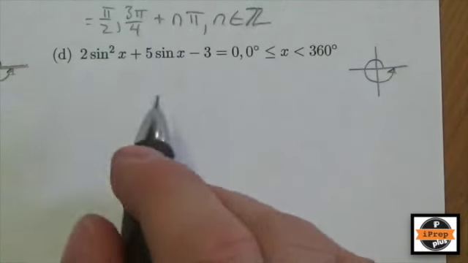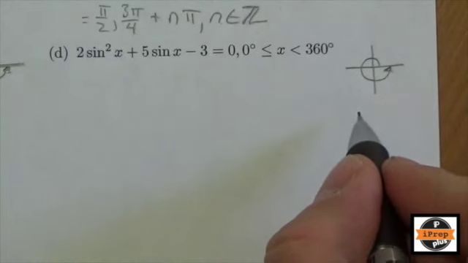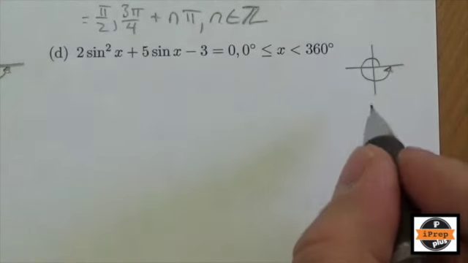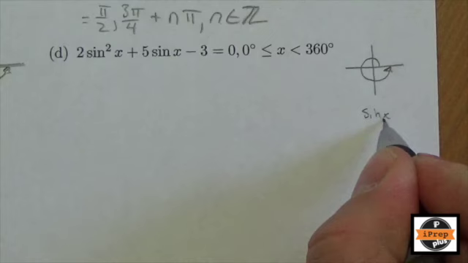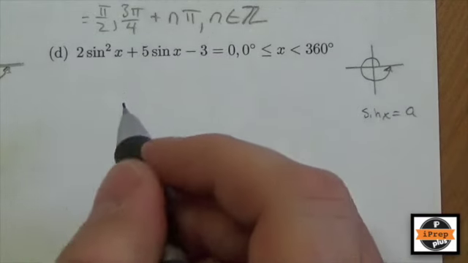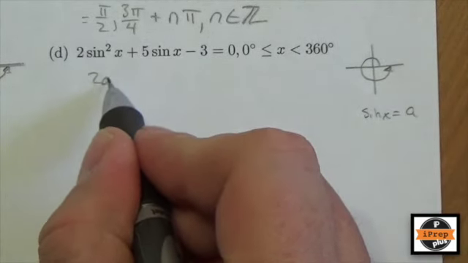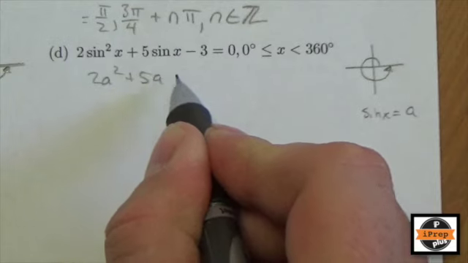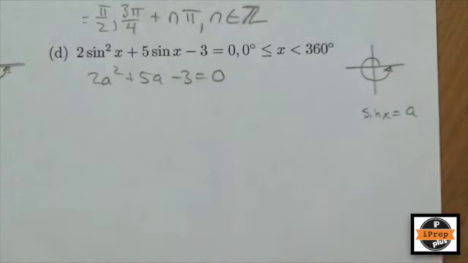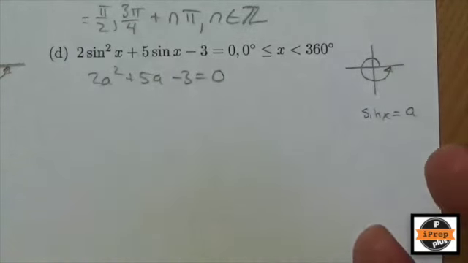Now, let's take a look at this. This equation is in terms of sine. So maybe what we'll do here is let a equal sine of x, and rewrite that. So this becomes 2a squared plus 5a minus 3 is equal to 0. And this is a quadratic. So to solve that quadratic, we want to factor it.